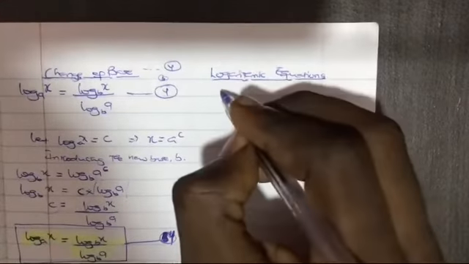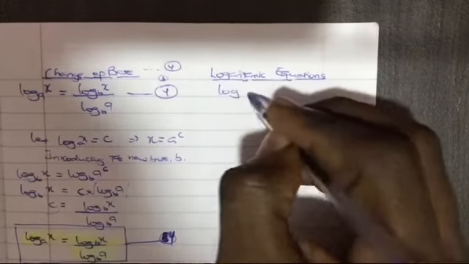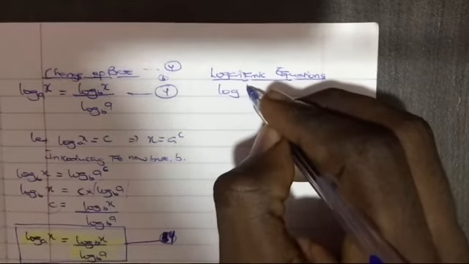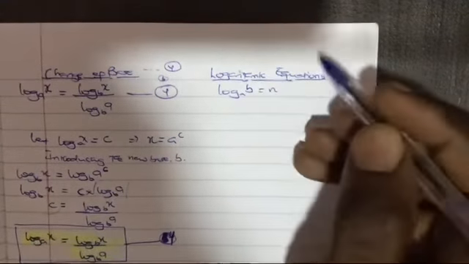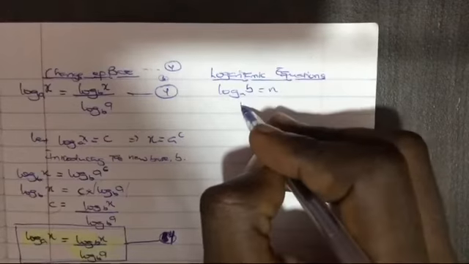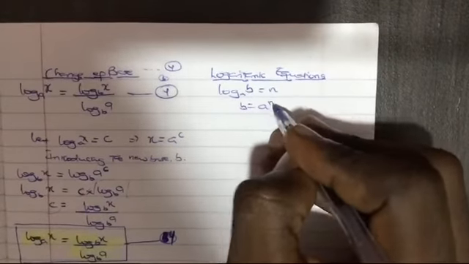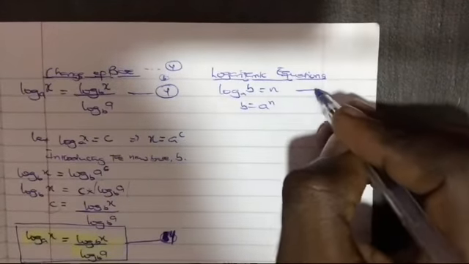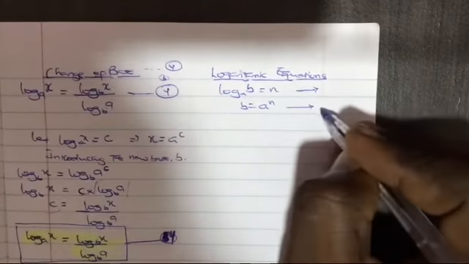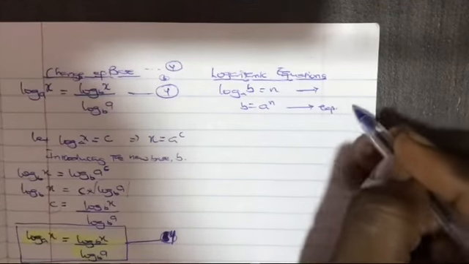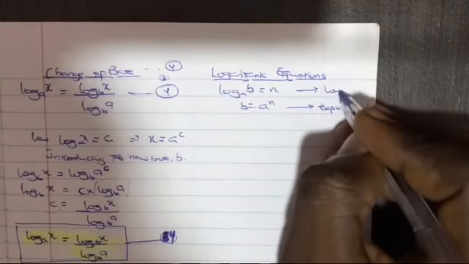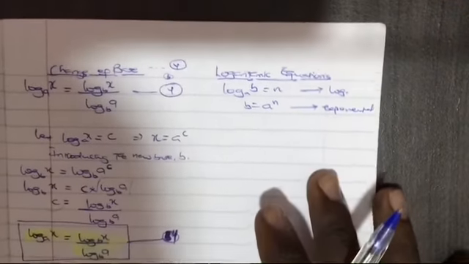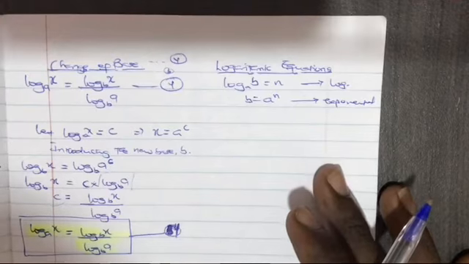So let's remember that when you are given log b to the base a is equal to n, it's the same as saying that b is equal to a exponent n, just that this is in the logarithmic form and this is in the exponential form. Logarithmic equations are just equations that involve logs.